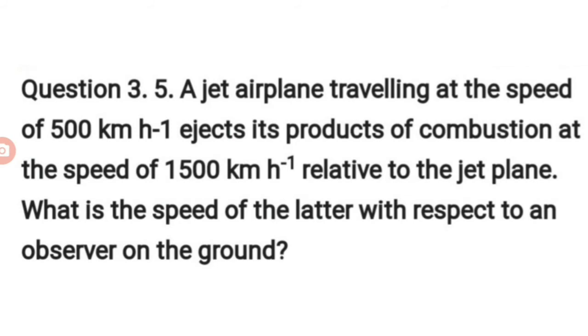A jet airplane traveling at the speed of 500 km per hour ejects its products of combustion at the speed of 1500 km per hour relative to the jet plane. What is the speed of the latter with respect to an observer on the ground? That means you are asked to find the speed of the products of combustion with respect to an observer on the ground. And what is that 1500 kilometer per hour? That is the speed of products of combustion with respect to the jet plane.